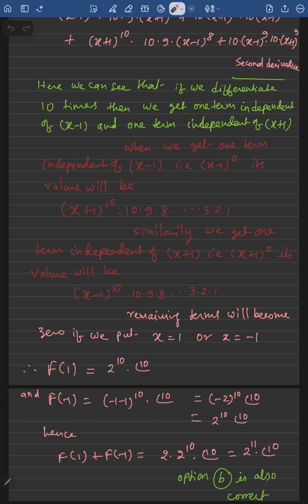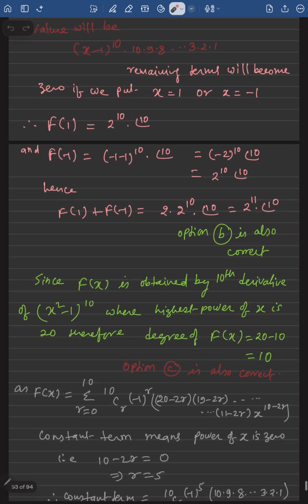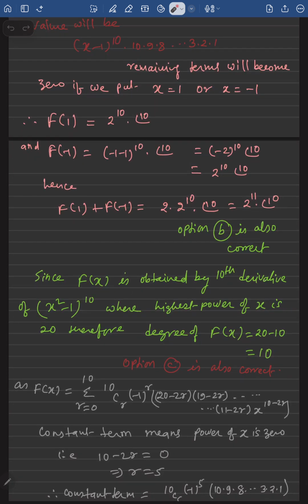Okay, so now let us see the third option. Since f(x) is obtained by the 10th derivative of (x square minus 1) power 10, where the maximum power of x is 20 after opening using the binomial theorem. So f(x) is nothing but the 10th derivative of this one. If you differentiate x to the power 20 ten times, you will get the power of x as 10 in f(x). How are you getting it? The maximum power is 20 and you are differentiating it 10 times, 20 minus 10 is 10. So option C is also correct.